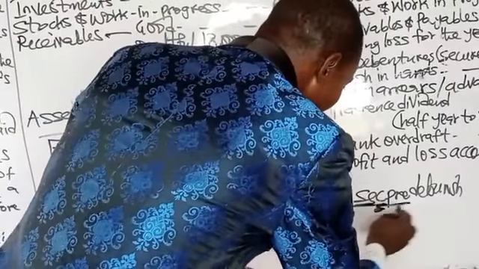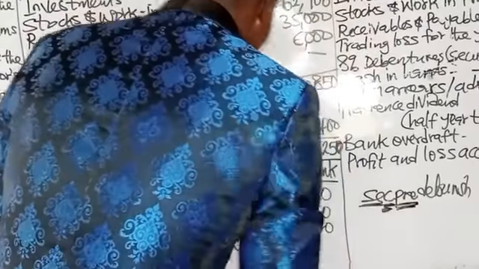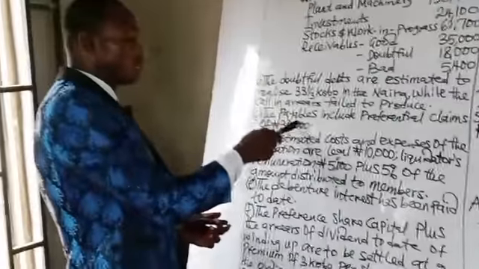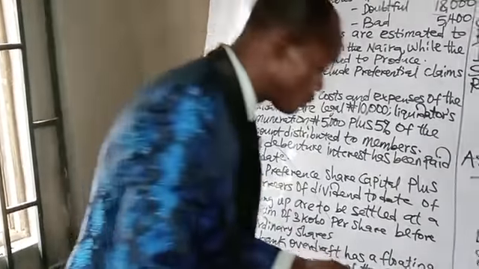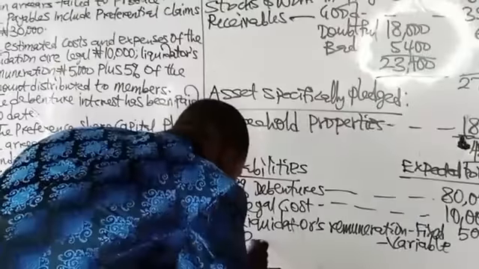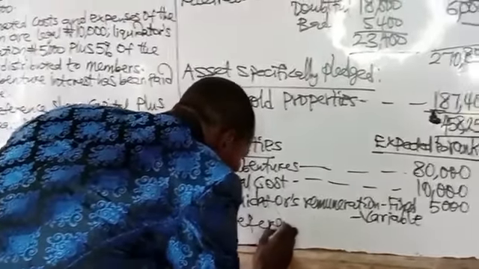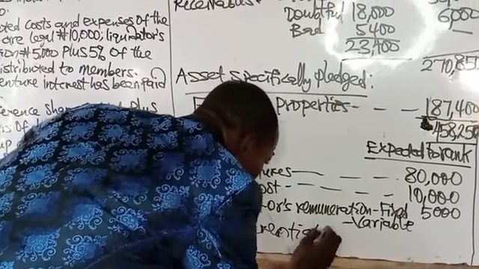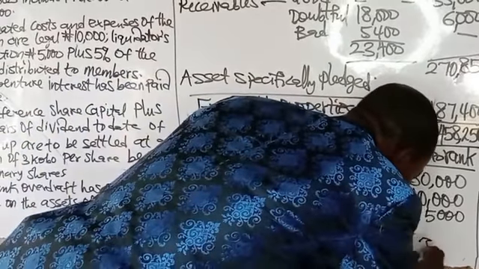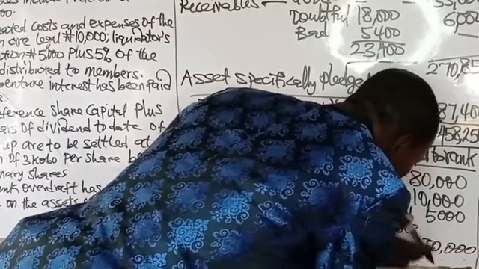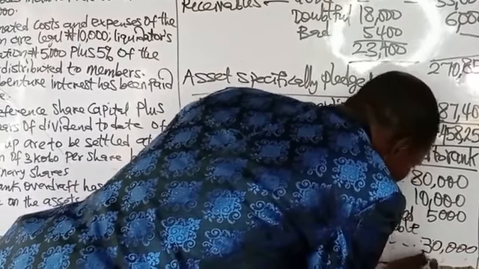After secured, after cost of dissolution, the next item is preferential creditors. Which one is preferential? You go back to the question, note C. You were told the payables include preferential claims of 30,000. So that's to show that the preferential creditors is 30,000. Now let's have preferential creditors of 30,000. That is preferential creditors.